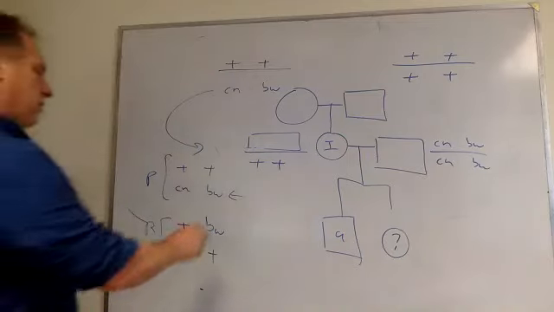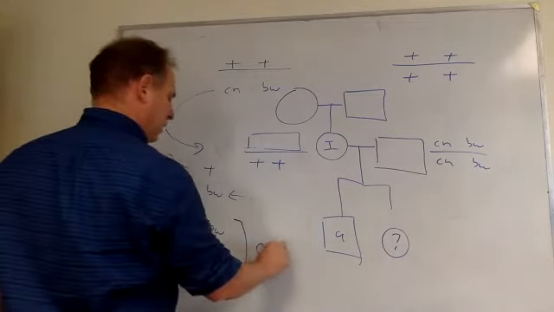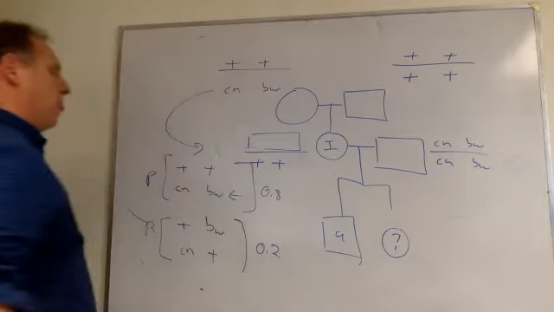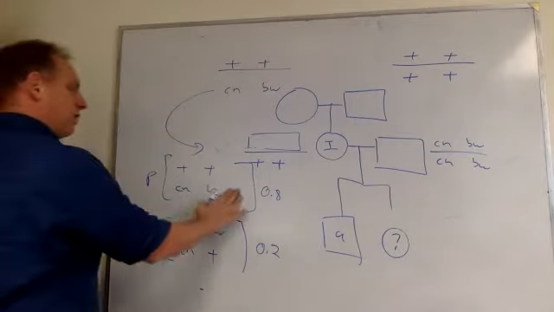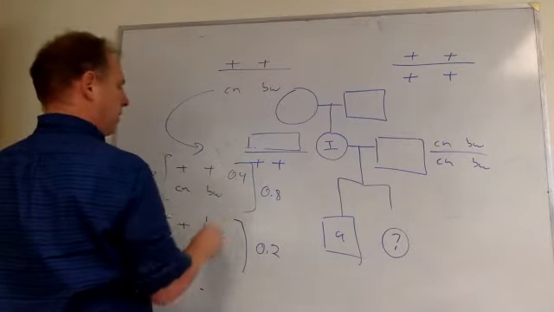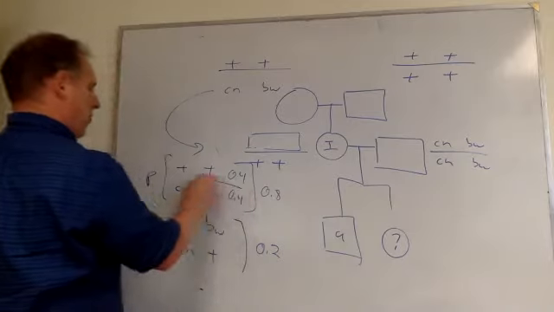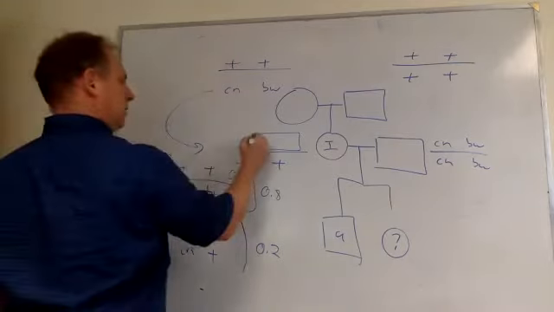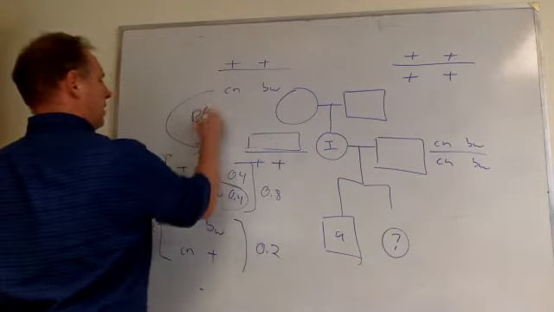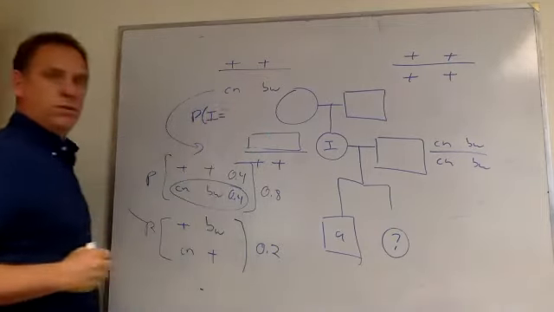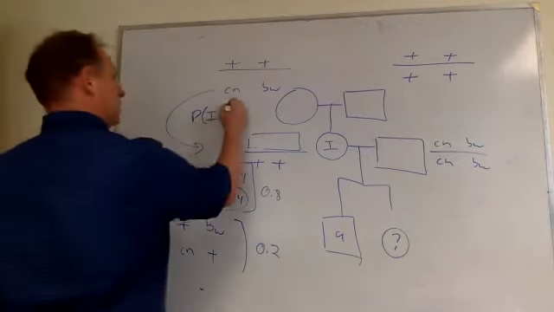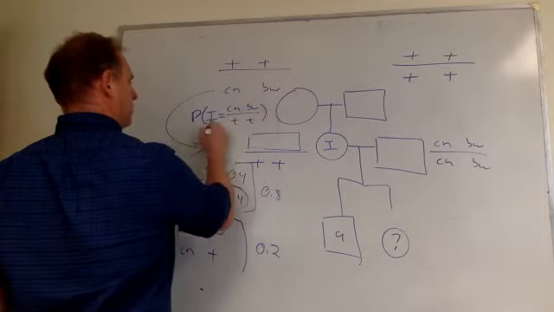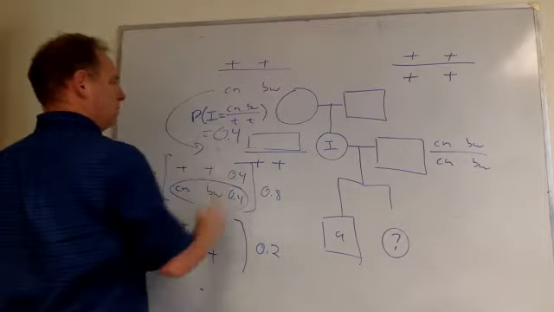Okay, the recombinants are 0.2 frequency. The parentals are 0.8. Okay, and so again, we split the difference. So 0.4 here, 0.4 here. That's the one we're interested in. So the probability, I'm going to write it here, the probability that I is equal to this Cinnabar Brown over plus is equal to 0.4. Okay.